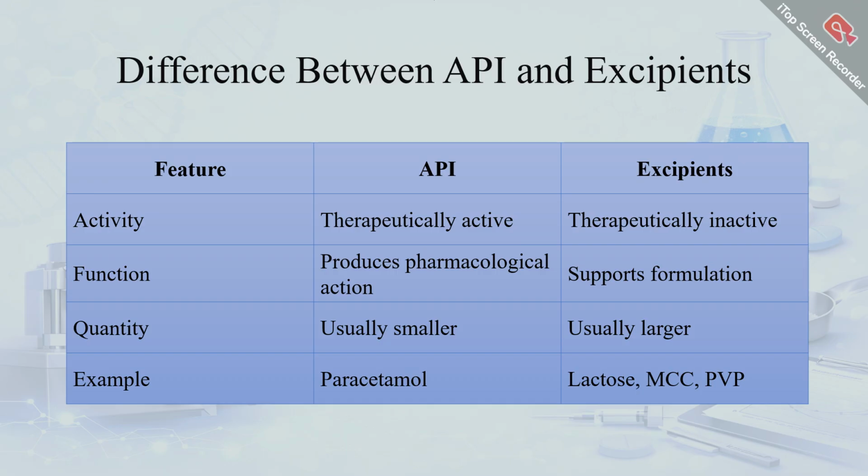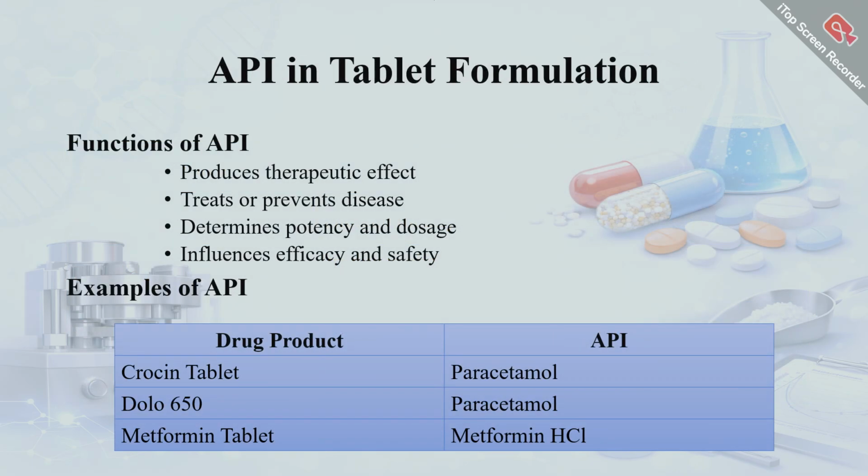Difference between API and excipient. API is therapeutically active, but excipients are therapeutically inactive. The function of API is to produce pharmacological action. Excipients don't produce any action. They are just supporting the formulation to maintain the tablet shape and weight, etc. Next, API quantity is usually smaller. Excipient quantity will be large. Examples of API are paracetamol, metformin, etc. And examples of excipients are lactose, microcrystalline cellulose, PVP, polyvinyl pyrrolidone.